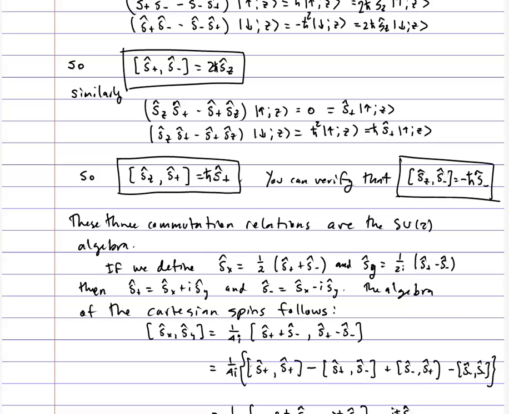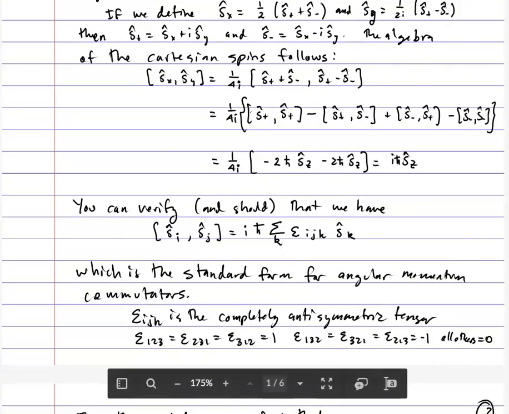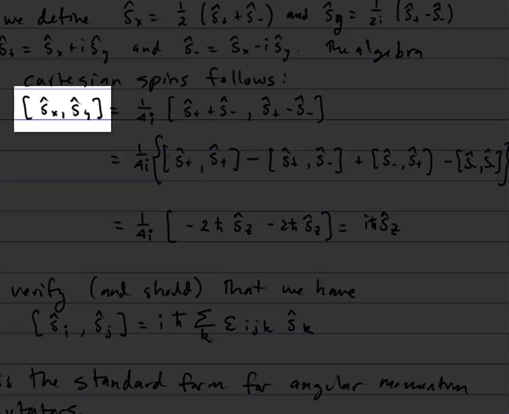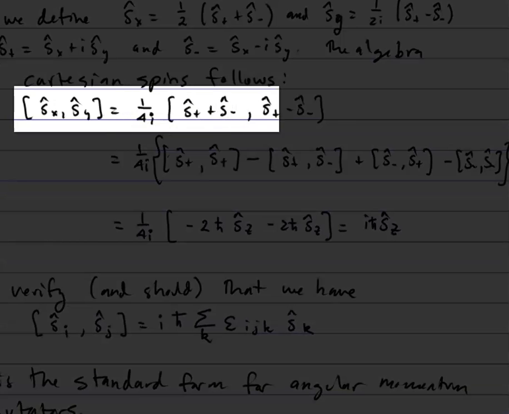And then from this algebra, we can define Sx as 1/2 (S plus plus S minus), and Sy as 1 over 2i (S plus minus S minus). We then have the inverse relations, which write S plus as Sx plus iSy, and S minus as Sx minus iSy. And then you can figure out that the algebra of the Cartesian operators simply follows as the commutator of Sx with Sy. We just plug in the definitions.